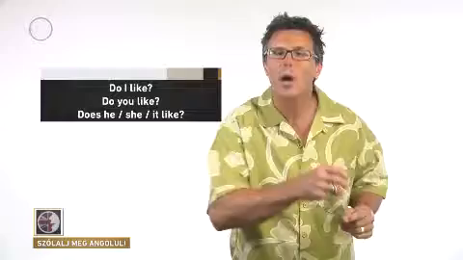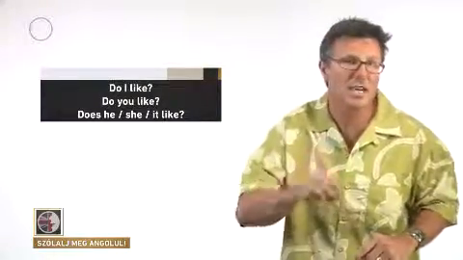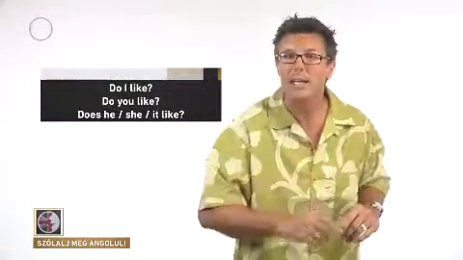When we're asking questions in the present simple, we also have to use the auxiliary verb "to do" to help us make the question. For the first person singular, the question is, do I like? For the second person singular, the question is, do you like? And for the third person singular, the question is, does he like? Does she like? And does it like?